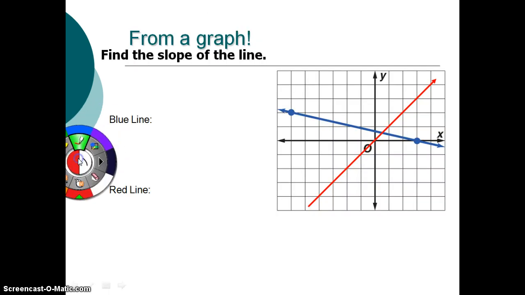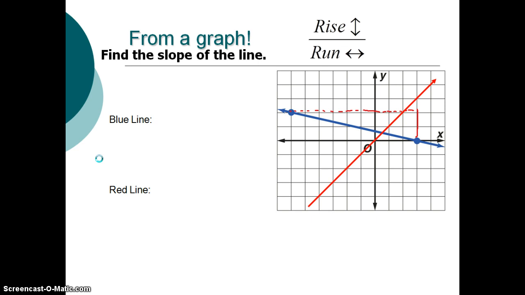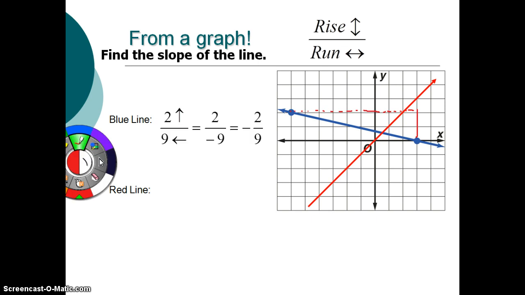Now we're going to tell slope from a graph. Remember, to tell the slope from a graph, you're going to calculate rise over run. So looking at the blue line, we are going up 2, then we're going to the left 9 spaces. So we're going up 2 and to the left 9 spaces. If we're going up, that's positive. If we're going to the left, that's negative. So our slope is going to be negative 2 over 9.